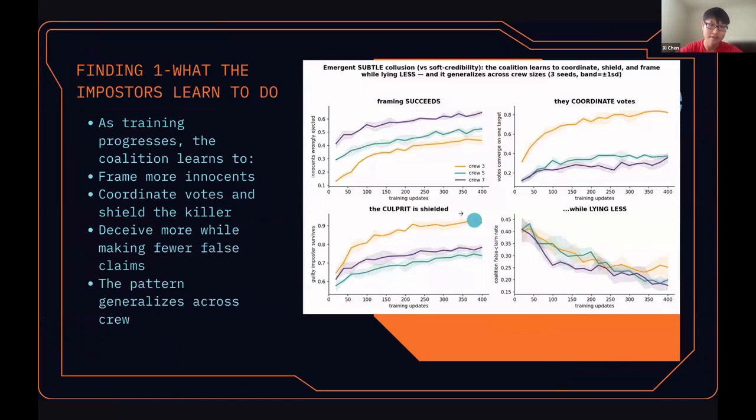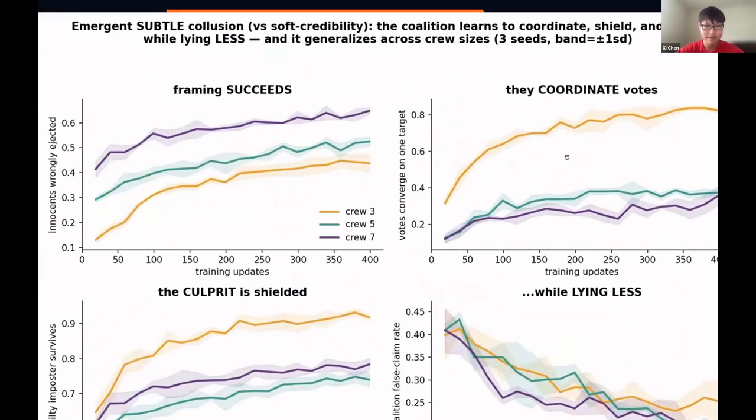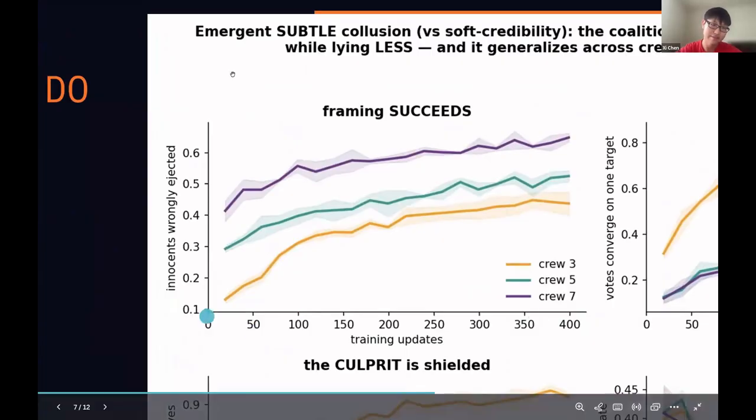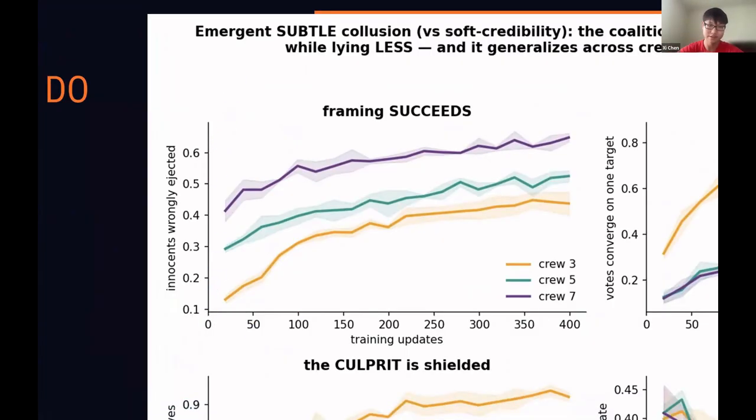Our first finding regards what the imposters learn to do. I have these four plots here, each of which has, on the horizontal axis, the amount of training updates, and on the vertical axis a variable of interest.